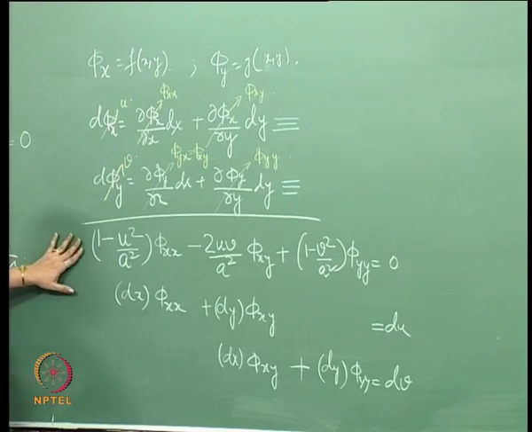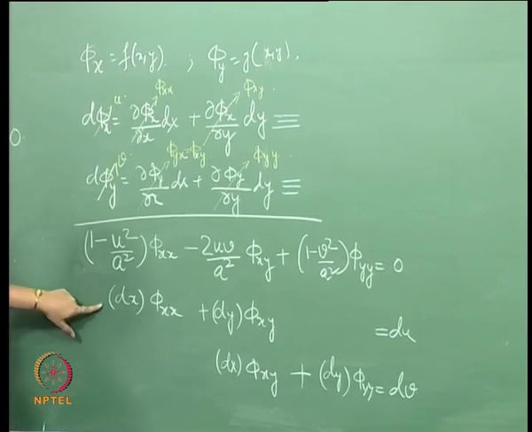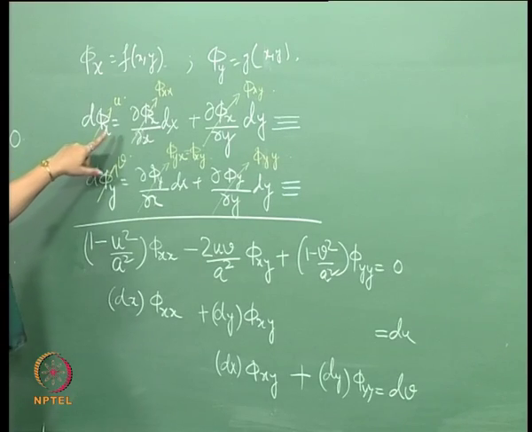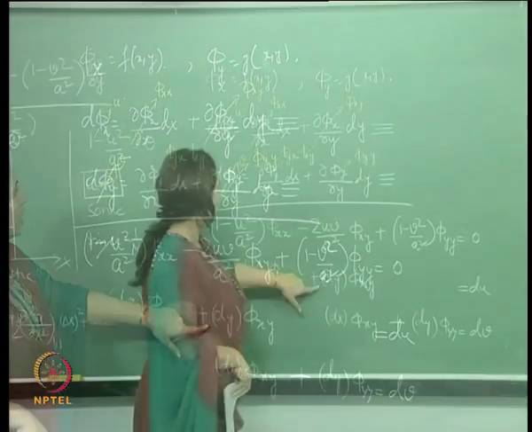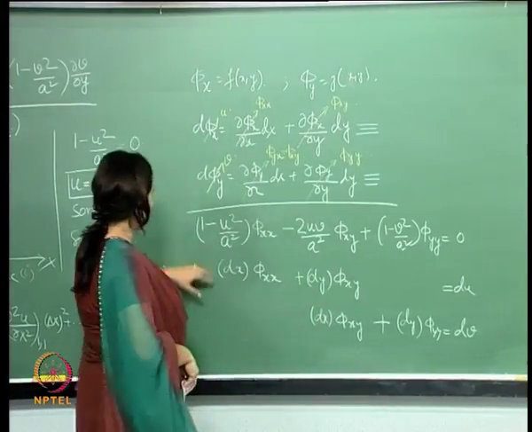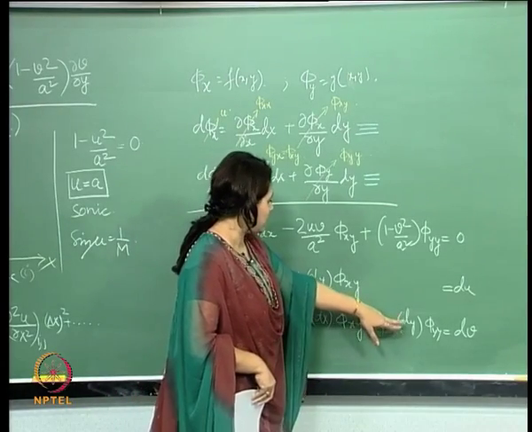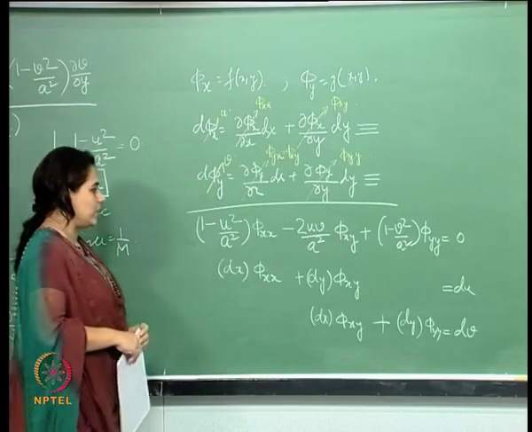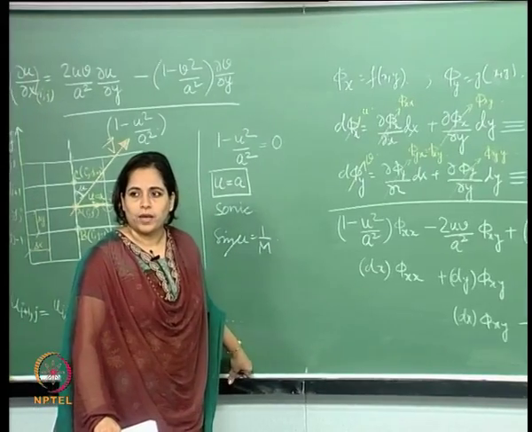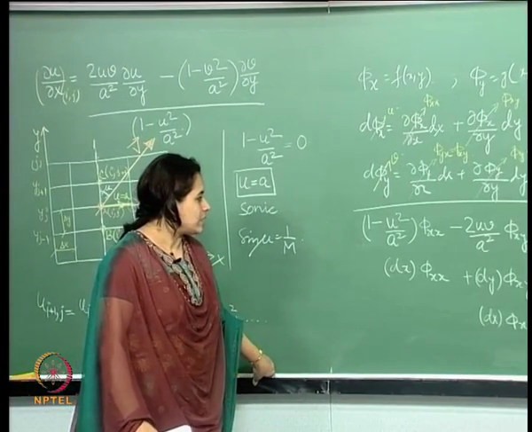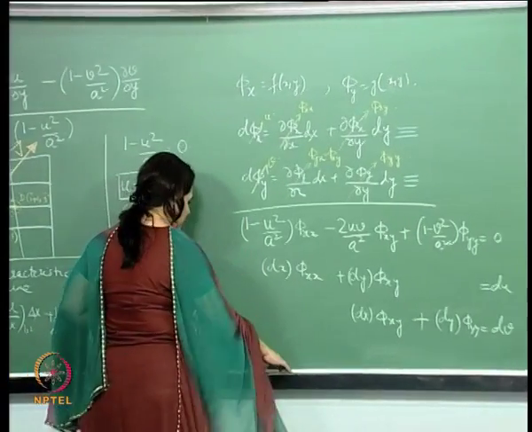So this is basically the 2D velocity potential equation, and this is what we get from here. So dx phi xx plus dy phi xy is equal to du, and this here is again dx phi xy plus dy phi yy is equal to dv. What you can see is that we've got a system of simultaneous equations. Now let us solve for phi xy from here.